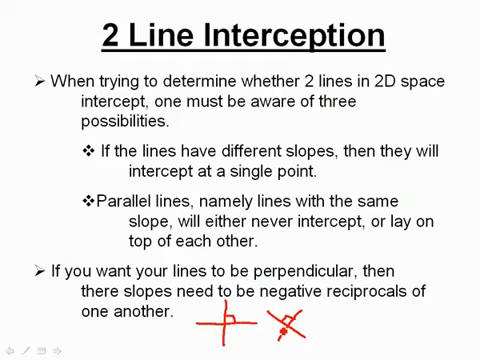Then the slopes need to be negative reciprocals of one another. So if one slope was 3, then the other slope would become, for the perpendicular line, negative 1/3, the negative reciprocal, because you can imagine 3 being 3 divided by 1. Right. In any case, this also explains the vertical line problem.